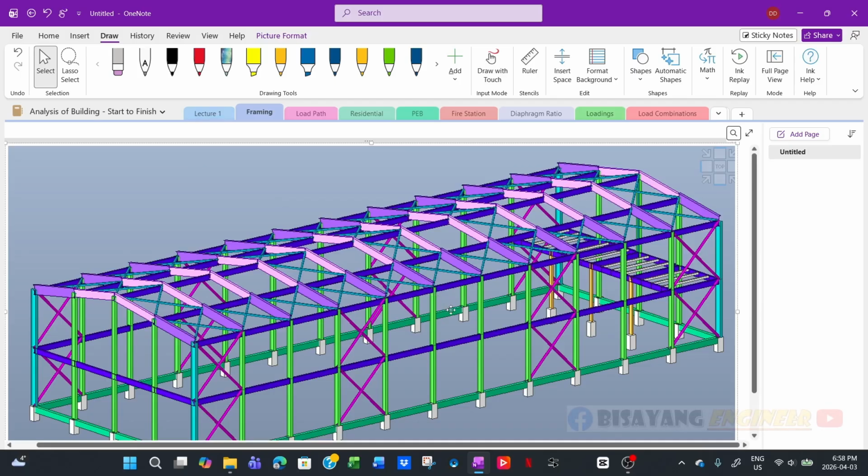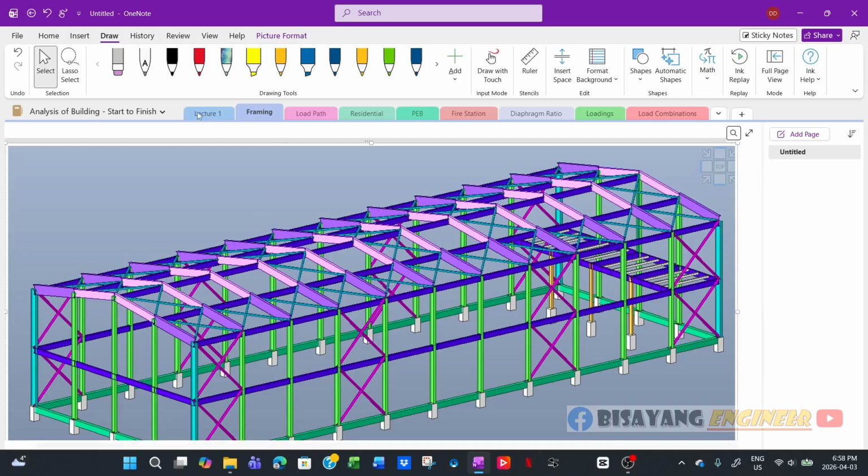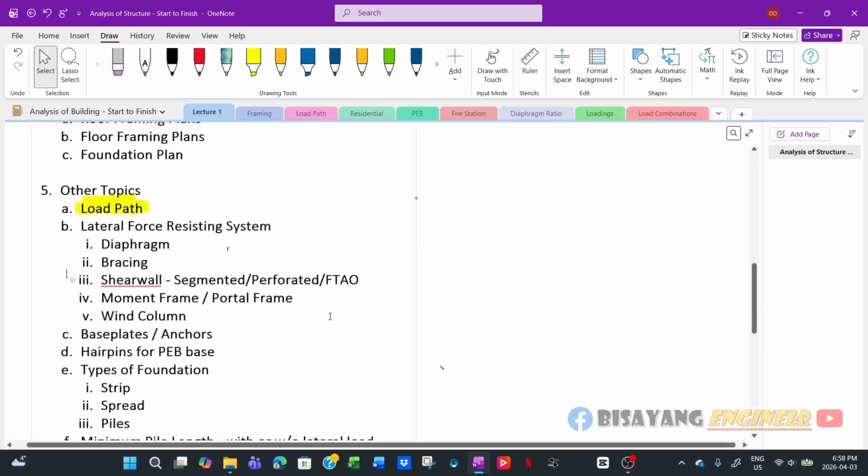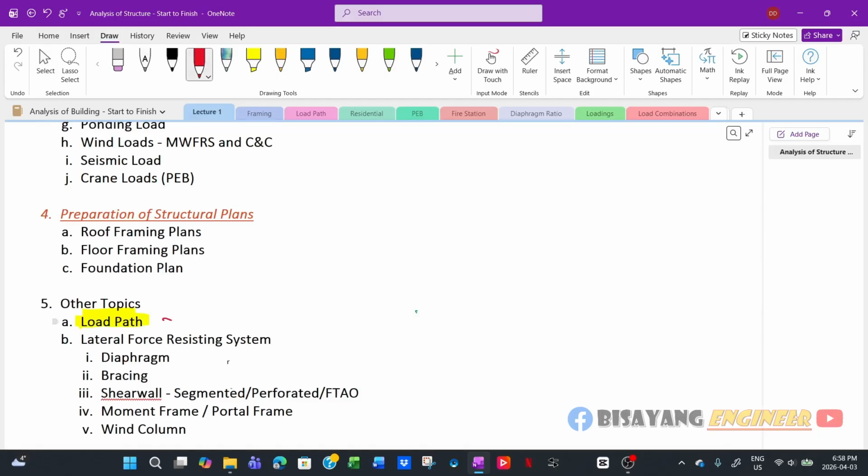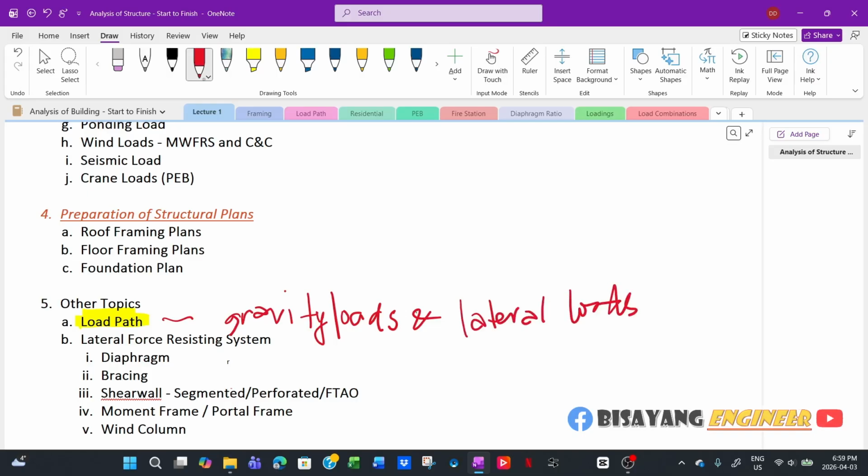Now, like I said, the first thing you have to do is to identify the load path. So this first part would be about gravity loads. You have to identify the load path for the gravity loads, at the same time the lateral. The gravity loads we are talking about are snow load, dead load, live load, collateral load.